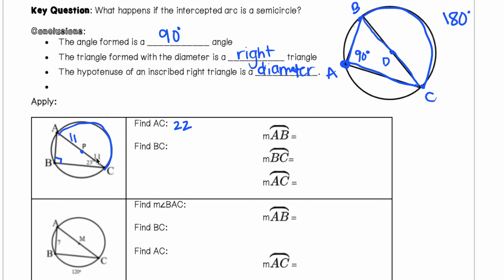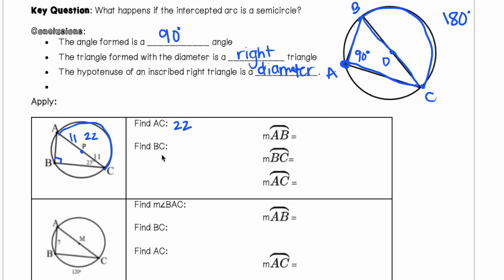I have a 90-degree angle in this triangle that is now formed. I was told that the hypotenuse of this will be 22 because I got 11 and 11 together. And I have this one angle down in the bottom right corner of my right triangle of 23 degrees. So what I can do is use that information to figure out a little bit more of this circle.